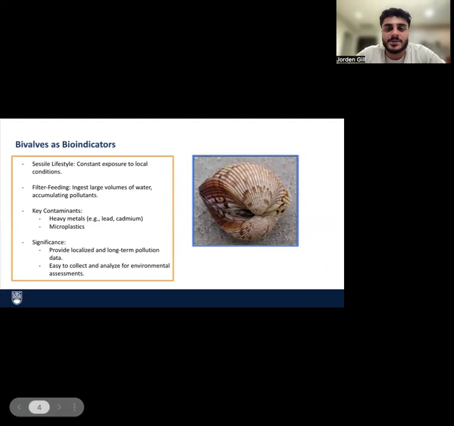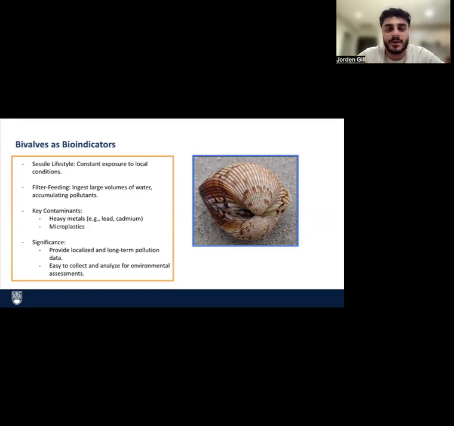Focusing on bivalves as bioindicators. Bivalves such as clams, mussels, and oysters are incredibly effective bioindicators due to their unique characteristics. Their sessile or stationary lifestyle means that they are continuously exposed to conditions of their immediate surroundings. This makes them particularly well suited for localized pollution monitoring.